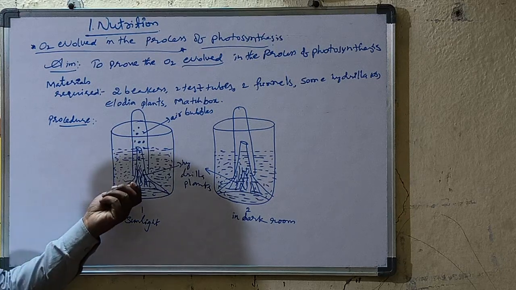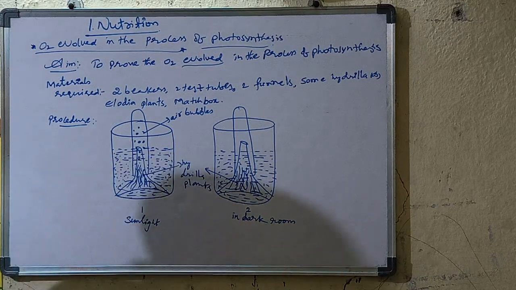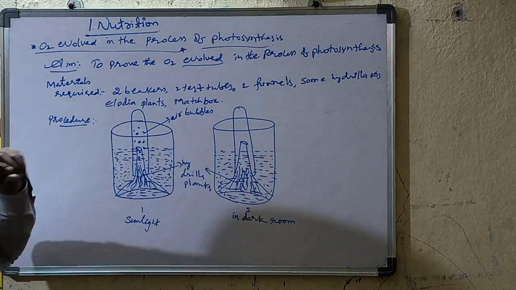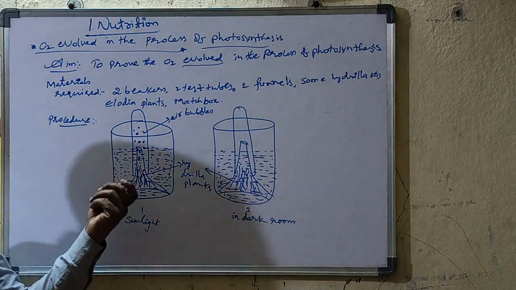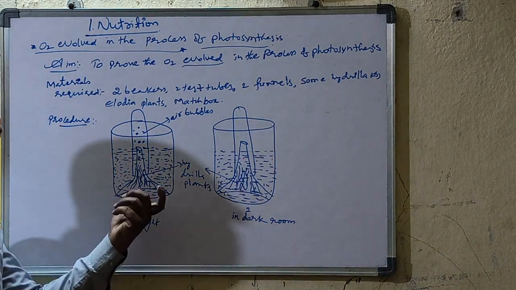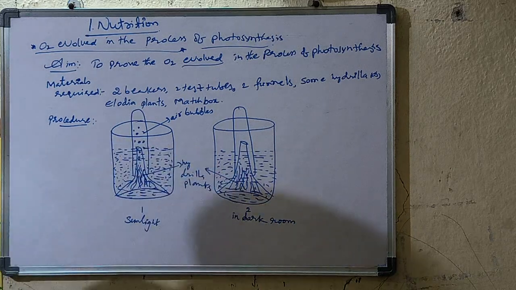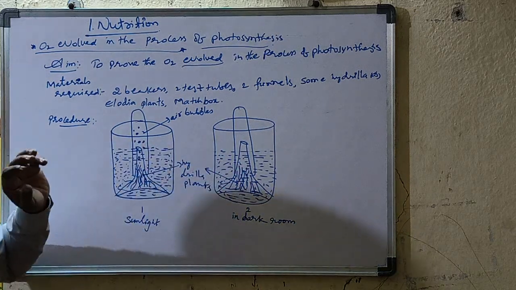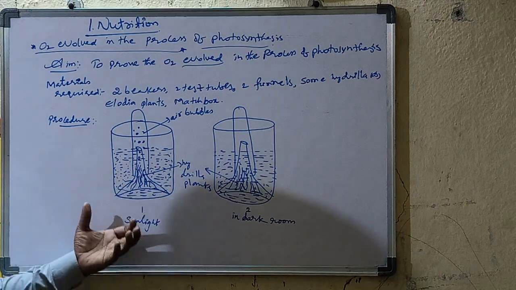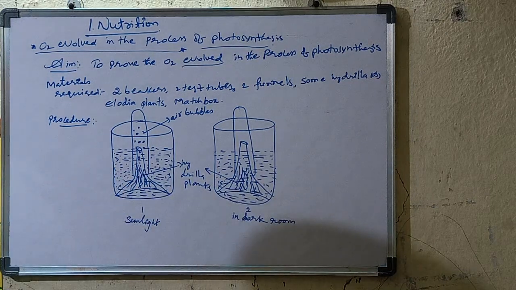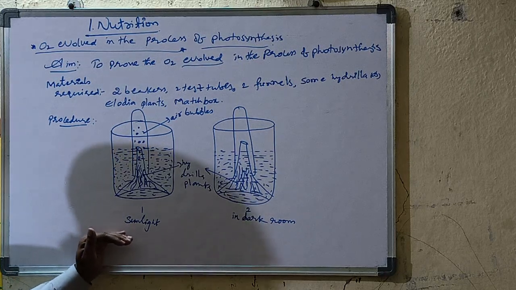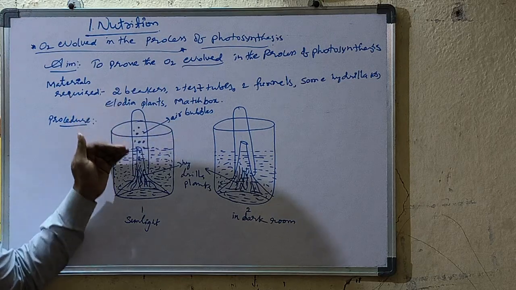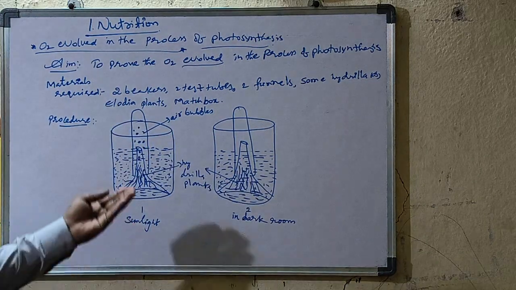When we observe these beakers in the evening, in the first beaker we can observe small bubbles appearing around the hydrilla plant, and there are no bubbles in the dark room. The hydrilla plant in the sunlight is surrounded by small bubbles. And in the apparatus kept in the sunlight, the water level also reduced in the test tube due to the filling of the gas.